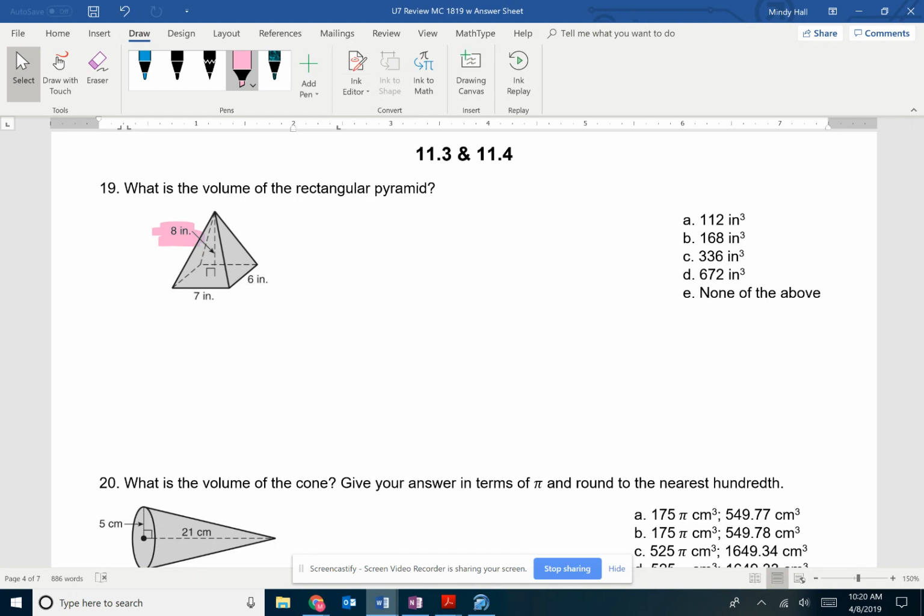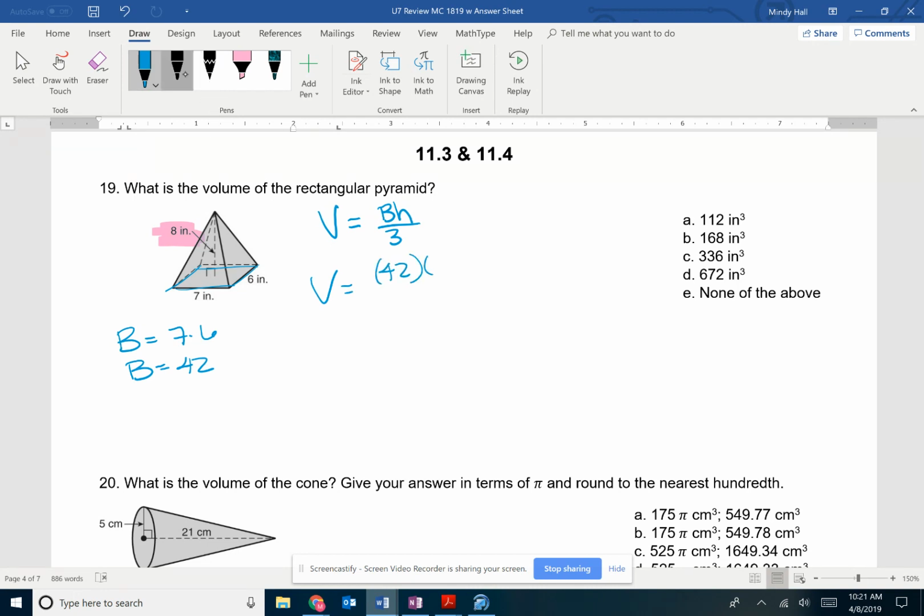All right, for number 19, the number that I have highlighted, this 8, is probably cut off by the hole punch if you have a hole-punched one. So just keep in mind that is an 8 in case you need it. Because this is a regular pyramid, the formula for volume will be volume equals base area times height divided by 3. My base area, we have 7 and 6, so base area is 7 times 6, which is 42. So then I know that I have 42 times my height.